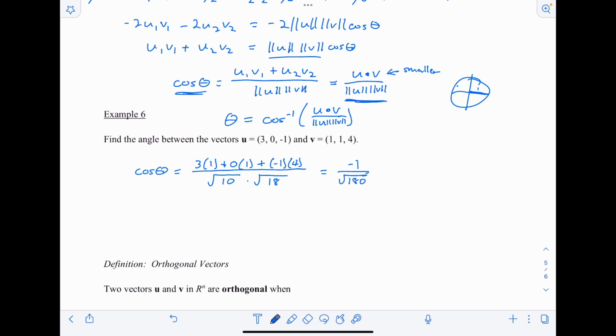So at this point, to find theta, we're taking the inverse cosine of negative 1 over the square root of 180. And we're just going to put this into our calculators and find the answer. In radians, this is 1.645 radians, which, just to give you context, is about 94.3 degrees. So that would be the angle between those two vectors.